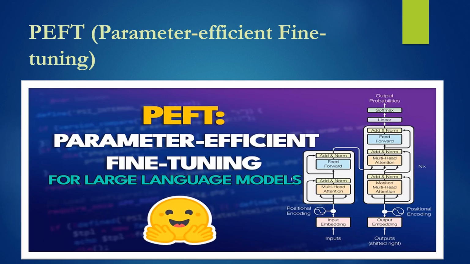Then next comes the parameter efficient fine-tuning. So this is a technique which is used in natural language processing to improve the performance of large language models like GPT-3, BERT and RoBERTa without having to retrain the entire model from scratch. So imagine you have a car and you want to improve its performance. So instead of completely rebuilding the car, you can make a few tweaks to the existing parts to make it faster, more efficient and more reliable.